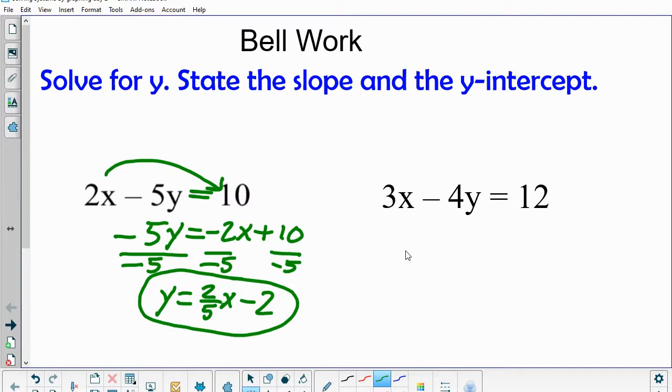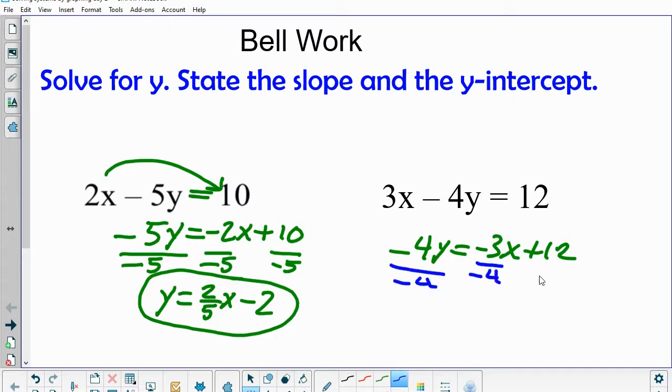Our second one, we rearrange again. We are left with negative 4y equals negative 3x plus 12. Let's divide everything in there by negative 4 to get y alone. So we have y alone here. And then the negatives cancel, leaving us with 3/4 x. And 12 divided by negative 4 is negative 3. All right, so that's a good start on how to solve for y.